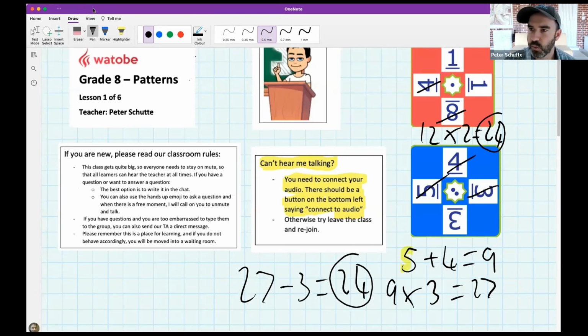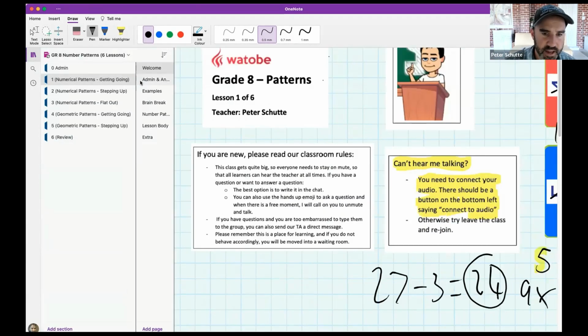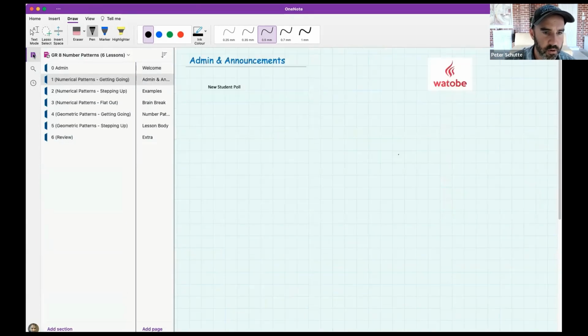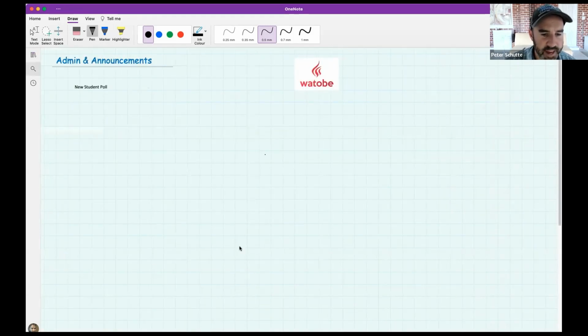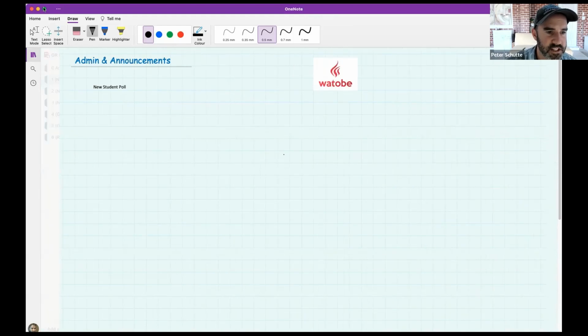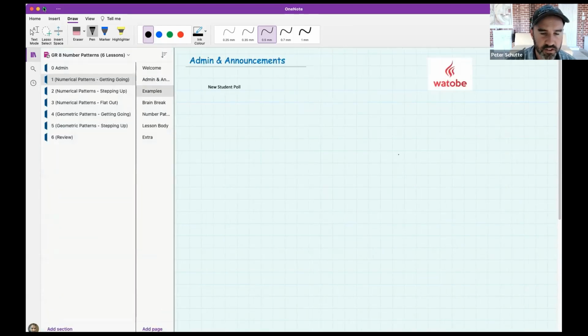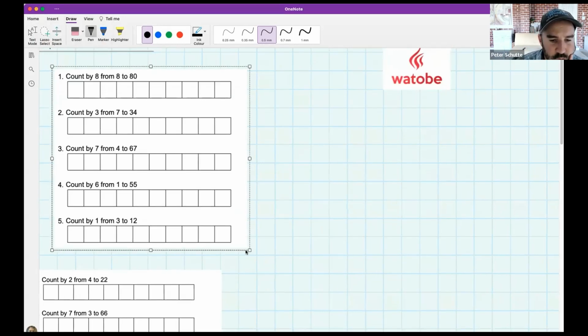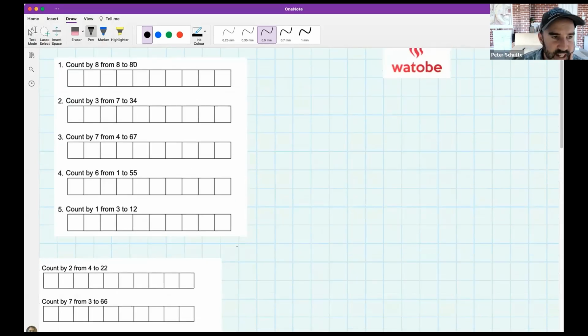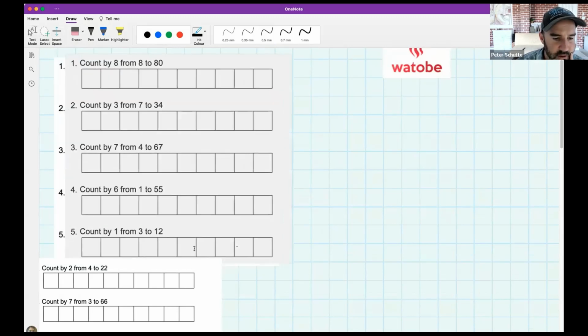So let's start with the maths lesson now. So we've done the new student poll. So let's start with some basic warm-up activities for today's lesson. And what is this unit going to be about? The unit's about number patterns, but in order to get going with that, I want everyone to complete the following.